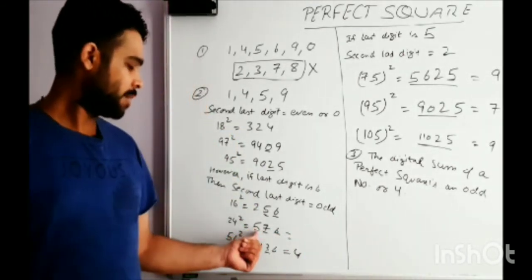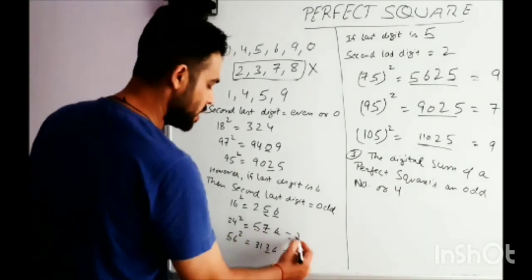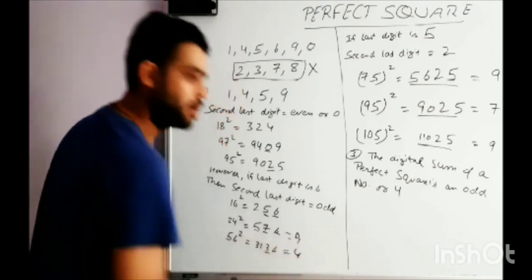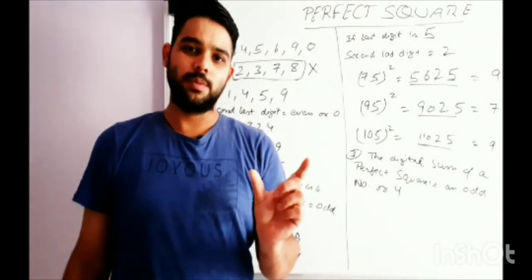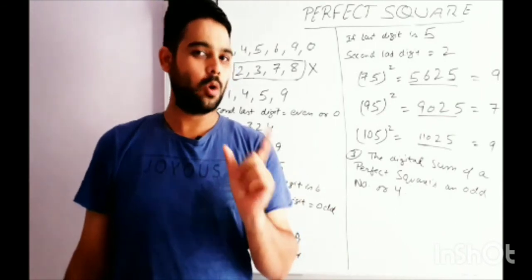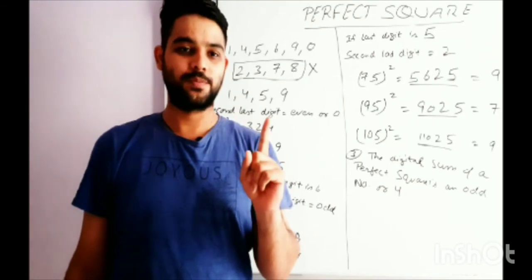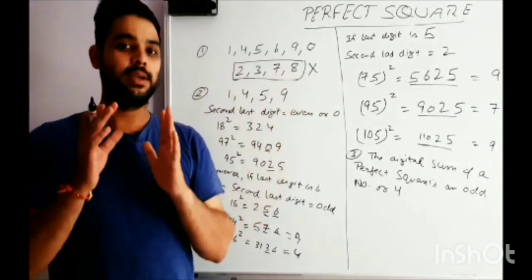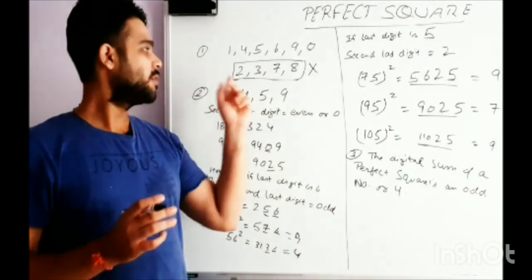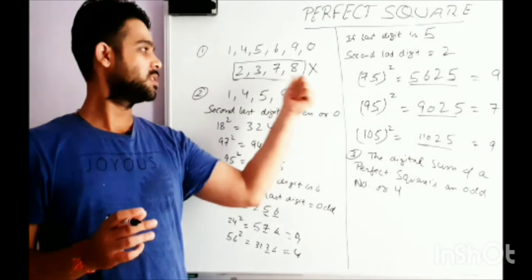You see the example, this 5, 7, 12, 12, 6, 18. 18 is 8 plus 1, 9. You take any example, you take any perfect square, take its digital sum, it will always be an odd number or 4. And in an odd number it will never be 5. So to recapitulate what we have seen, a perfect square never ends in 2, 3, 7, 8. The last digit of a perfect square will never be 2, 3, 7, 8.